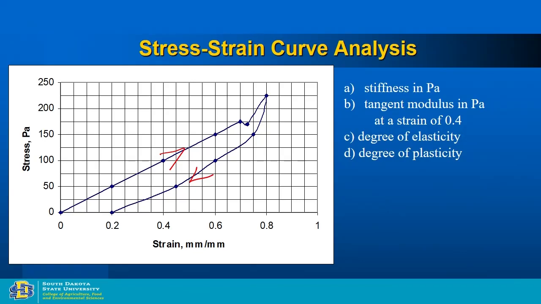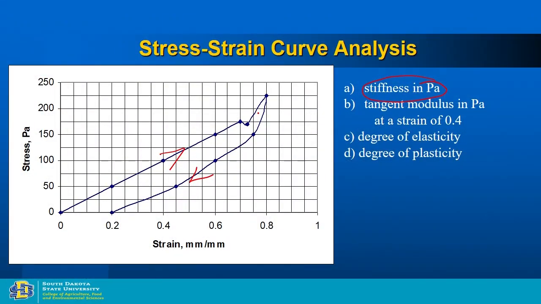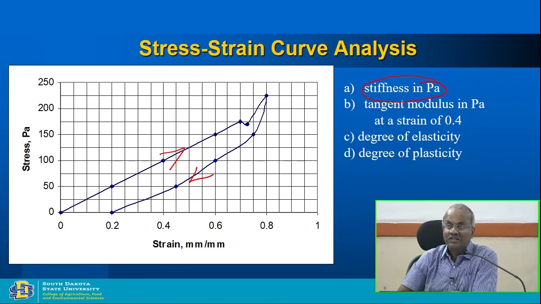Stress data, strain data. Previously we had force, deformation and all. It's very straightforward. Everything is calculated for you, stress and strain. First thing is stiffness in Pascal. Can somebody shout at me, what is your stiffness value from this data?